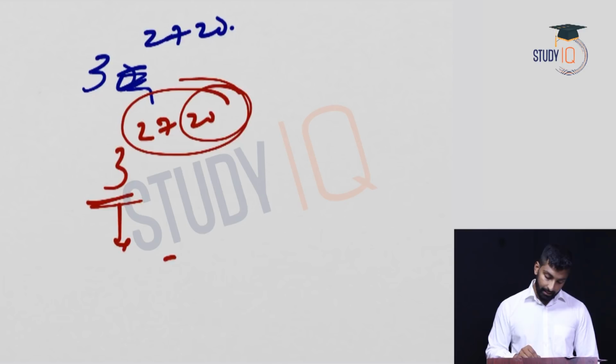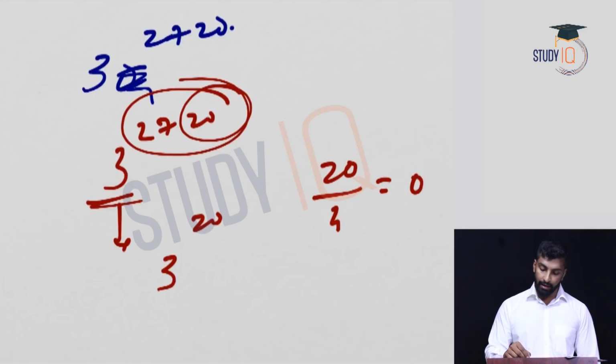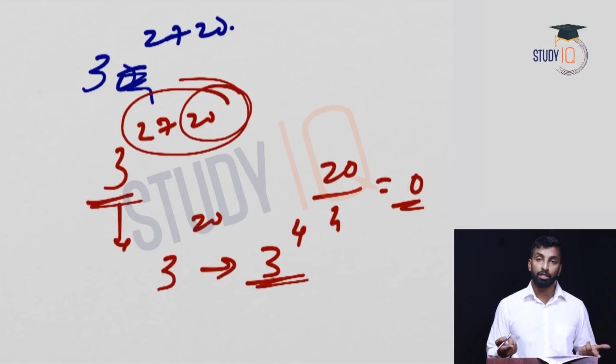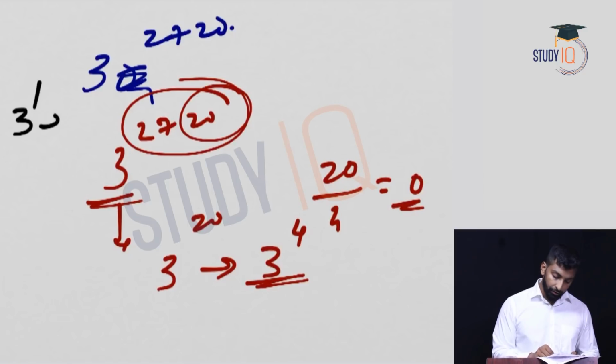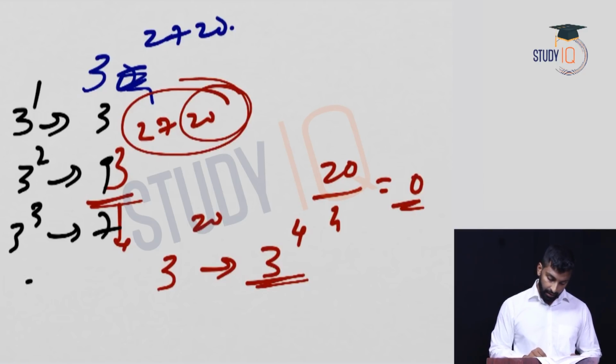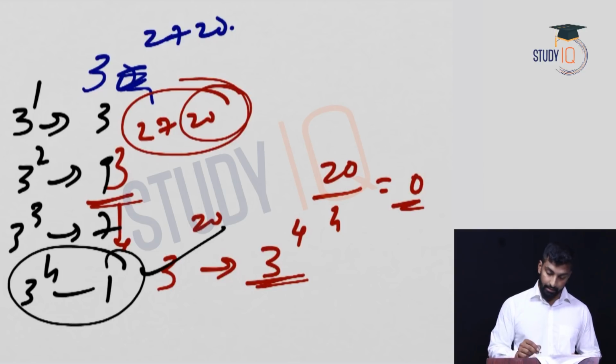So you can even write it as 3 raised to 20. And then what you need to do: take out the power, divide by 4, see what is the remainder. 0 is the remainder. So you can write it as 3 raised to 4. What are the possibilities in case of 3? 3 raised to 1 is 3, 3 square is 9, 3 cube is 7, 3 raised to 4 is 1. I will mark this as the answer, right? So I will mark 1 as the answer.